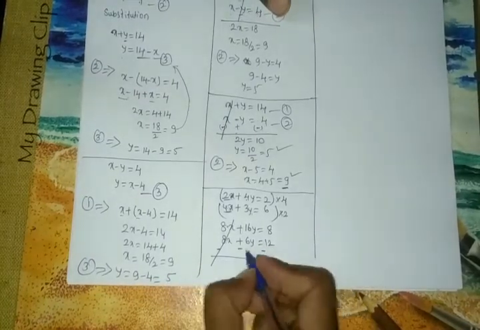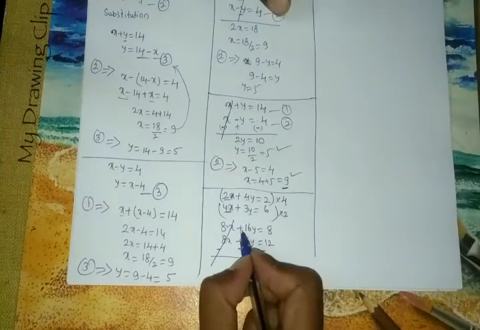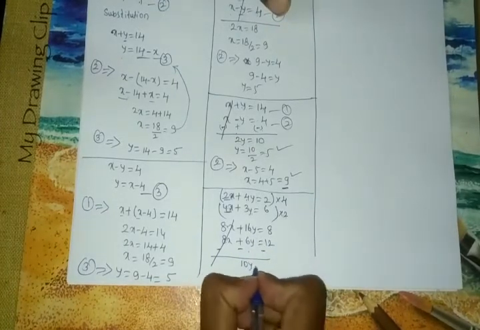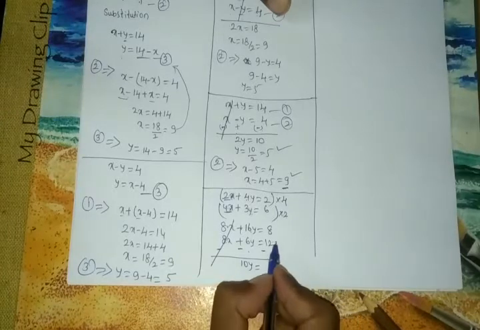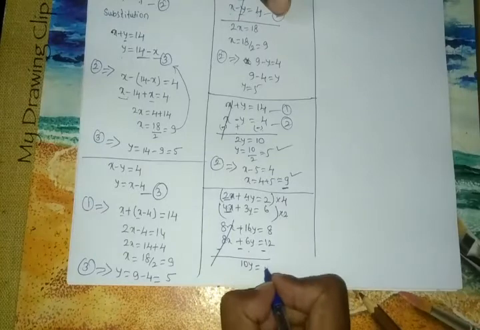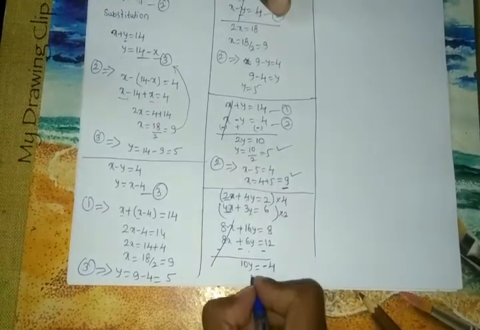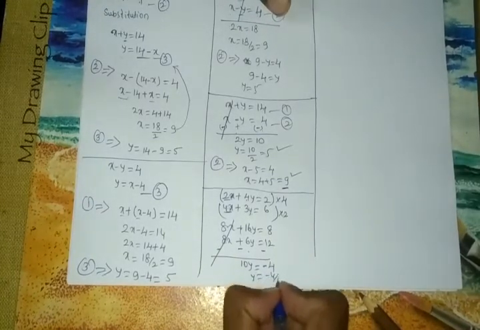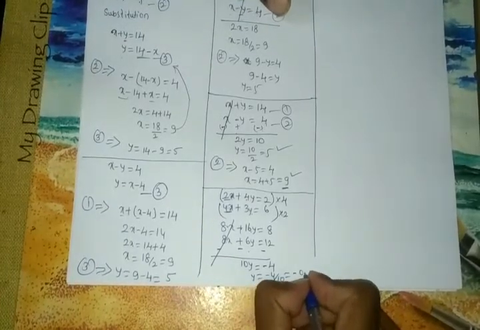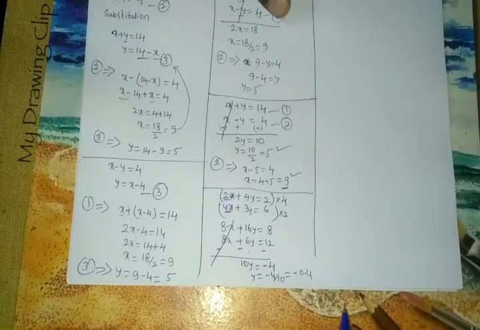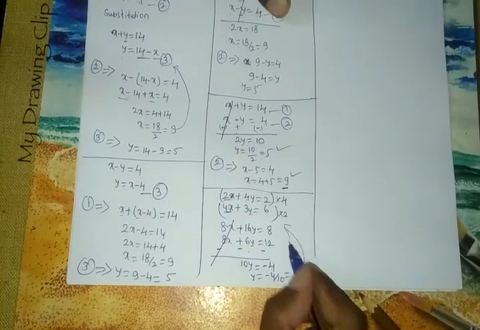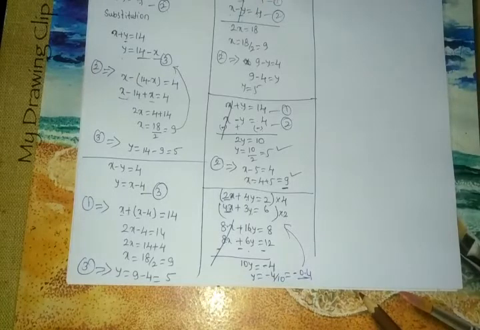The 8x will get cancelled. I will be left with plus 16y minus 6y. It will be 10y equals 8 minus 12. So it will be minus 4, or y equals minus 4 by 10. This will be minus 0.4. You can substitute this y equals minus 0.4 in any one of the equations. You will get the value of x.